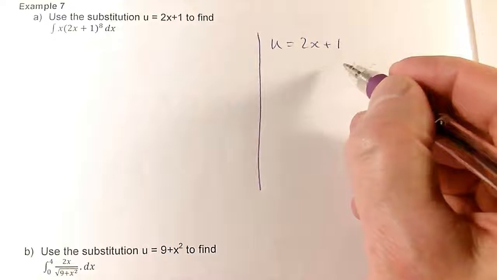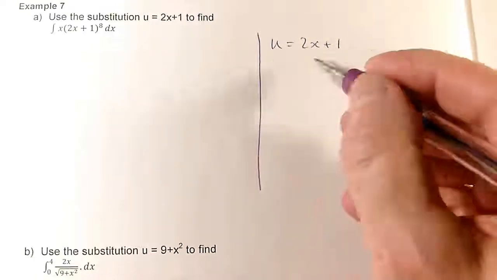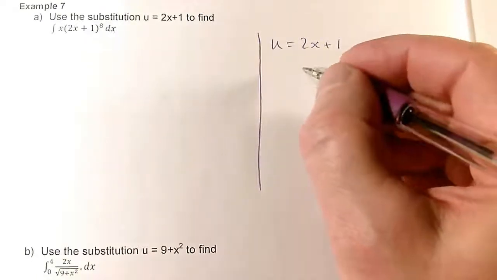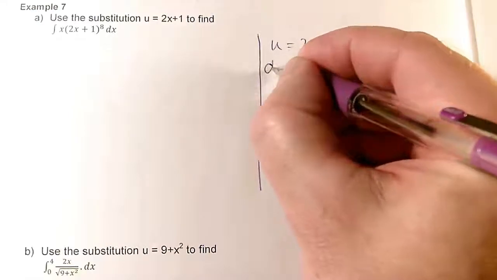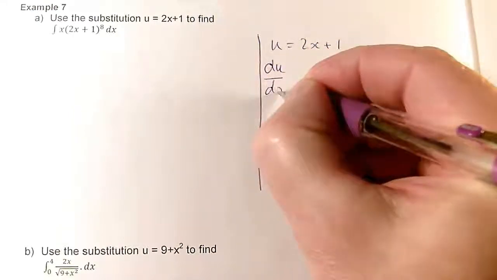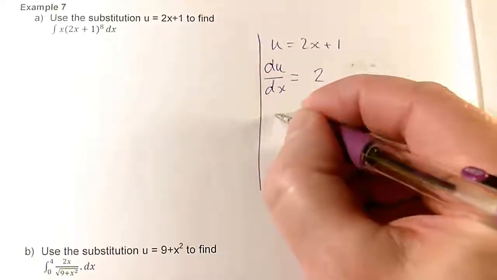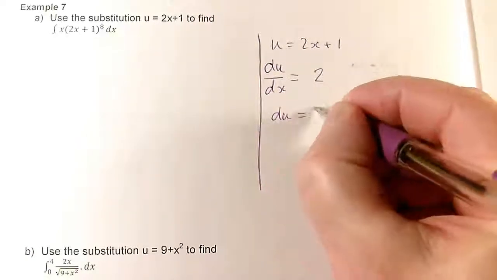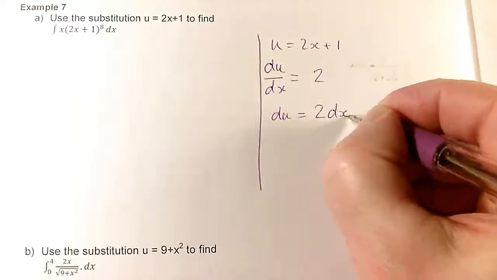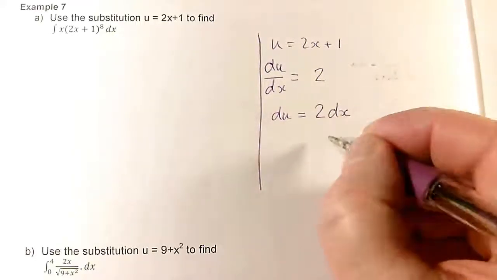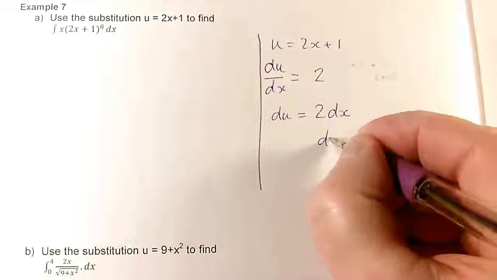Well, we're going to differentiate the substitution. Whether it's u in terms of x or x in terms of u, which sometimes happens, you differentiate what you see. So du by dx equals, differentiate 2x plus 1. That's easy. It's just 2, which means that du equals 2 dx, okay, or dividing by this 2, dx equals a half du.